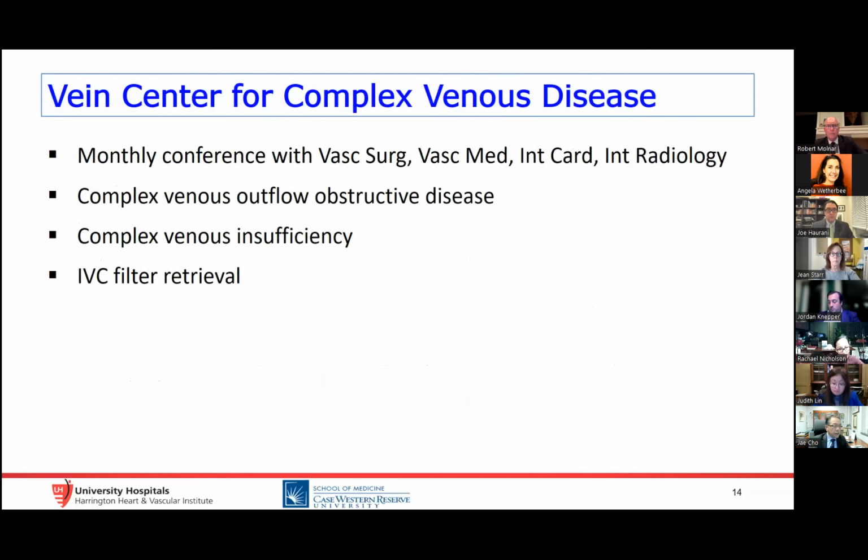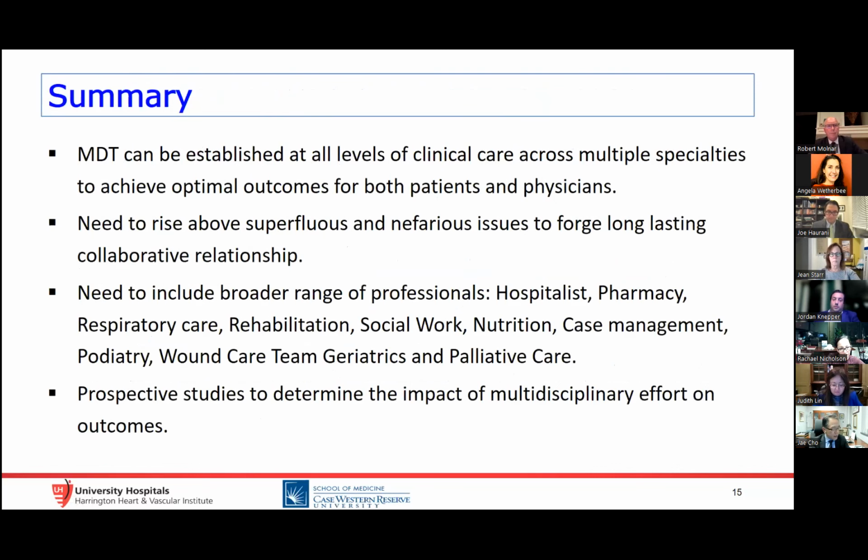For venous diseases, we have a monthly conference with all services to discuss complex venous outflow obstructive disease as well as venous insufficiency patients, as well as complex or chronic IVC filter retrieval cases. So in summary, multidisciplinary team approach can be established at all levels of clinical care across multiple specialties to achieve optimal outcomes for both patients and physicians.